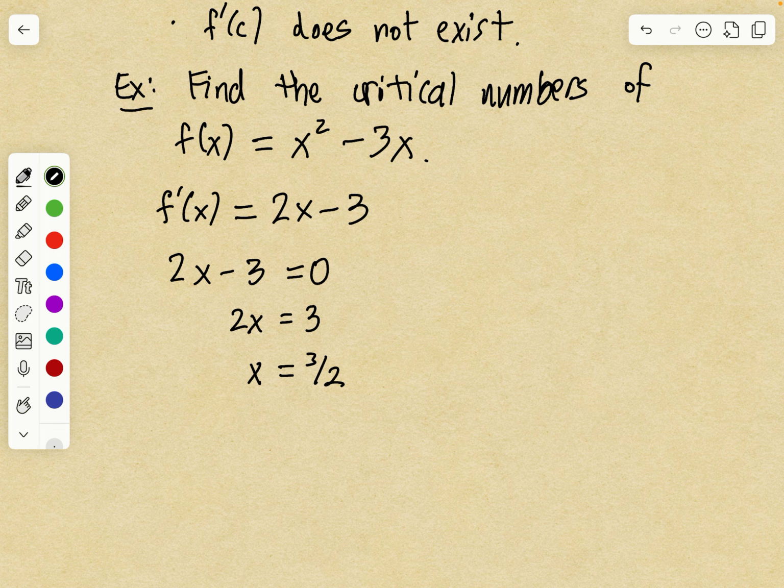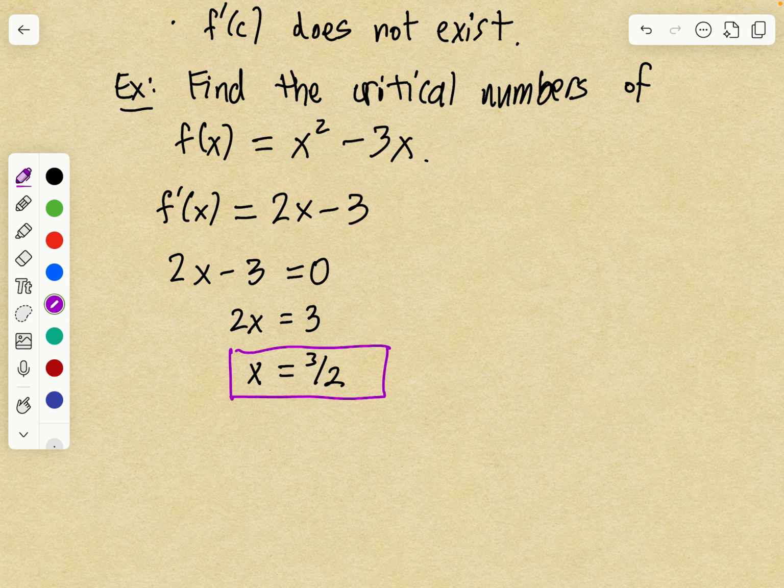The question is, we want to make sure that we answer this question: is x equals 3 over 2 in the domain of f? And to answer that, we have to look at our original function and pay attention to what it is exactly. So in this case, it's x squared minus 3x. Is x equals 3 over 2 in the domain? Yes, right? You can plug it in. There's no issue with plugging it into f. So x equals 3 over 2 is the critical point. There's only one critical point in this case, and it's 3 over 2. Critical number, I mean. Sometimes different books will call it a critical point, but in the book that we're using, it's called a critical number.